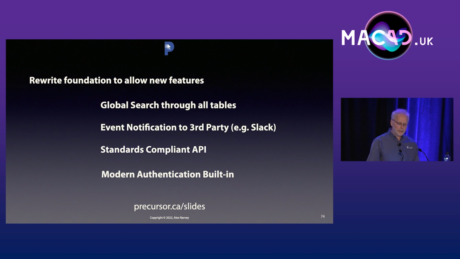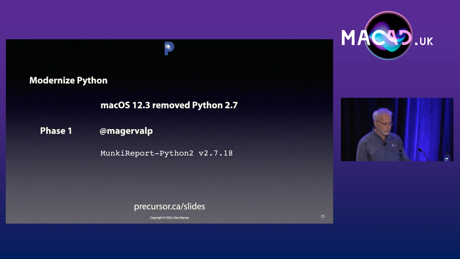Because Laravel is a more complete and fully fleshed out foundation, where many of the features have already been worked through, a Laravel-based MunkiReport with built-in security and authentication would allow global search across tables, and it would provide event notification to third parties. It would offer a standards-compliant REST API and have modern authentication built into the database instead of tacked on later. But something funny happened on the way to version 6.